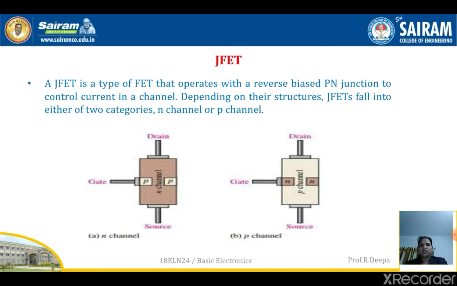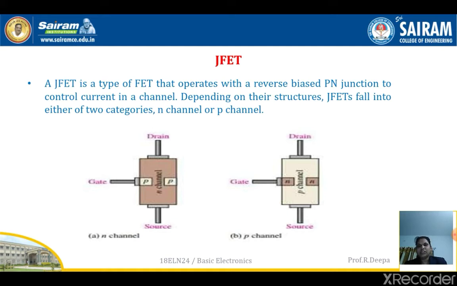So what is a JFET? It is a type of FET that operates with a reverse biased PN junction to control current in a channel. Depending on the structure, we can classify the JFET into two categories, N channel or P channel. The basic representation of a JFET is shown here, where you have an N-type semiconductor material and two P-type semiconductors, which are diffused inside the N channel to form the PN junction.